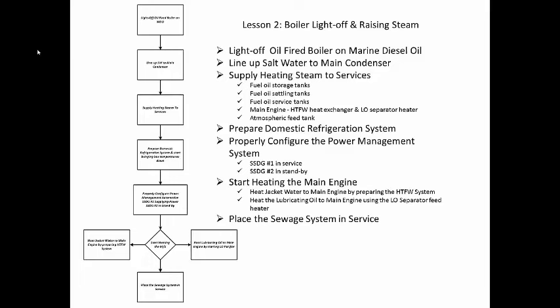We want to prepare the domestic refrigeration system for operation. This is not a refrigeration course, but we will go through the steps to get that system operational and start pulling the box temps down. We'll properly configure the power management system with SSDG number 1 in service and SSDG number 2 in standby. We will again start heating the main engine by heating jacket water to the main engine with the HT high temperature fresh water and the lubricating oil. And we will place the sewage system in service.